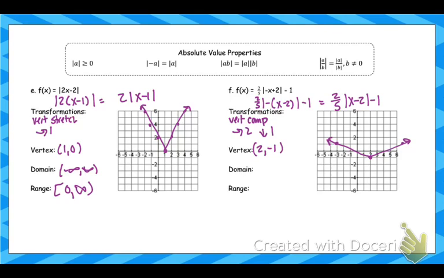And there's my absolute value function. Domain has not changed. Lowest y value is -1. And then it continues to infinity.